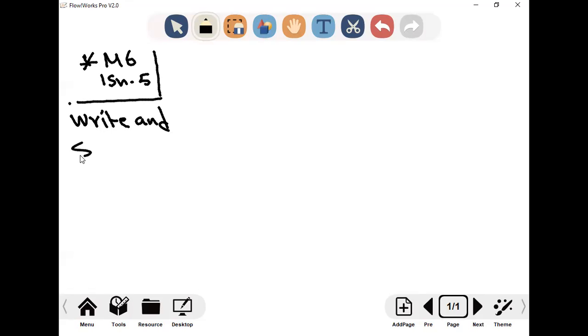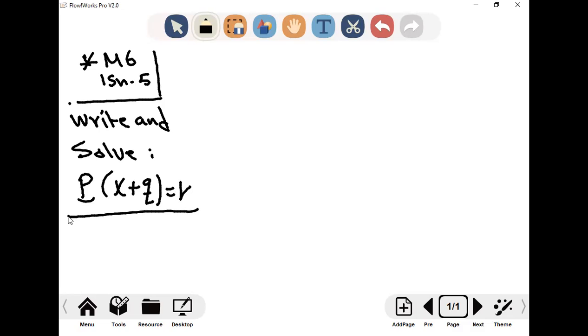and solve the equation px plus q equals r. Now we know how to solve this form, right? We distribute then solve two-step equations. But today we will write the equation. In the previous lessons, the equation is already given to you and you will solve it. But here we will write the equation, then we will solve it. Okay? So how will we write the equation?